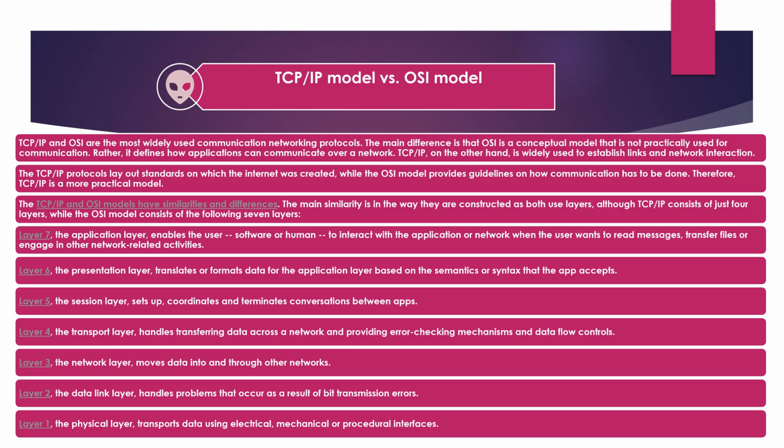Layer 5, the session layer, sets up, coordinates and terminates conversations between the apps. Layer 4, the transport layer, handles transferring data across a network and provides error checking mechanisms and data flow controls. Layer 3, the network layer, moves data into and through other networks. Layer 2, the data link layer, handles problems that occur as a result of bit transmission errors. And the very first layer, Layer 1, the physical layer, transports the data using electrical, mechanical or procedural interfaces.